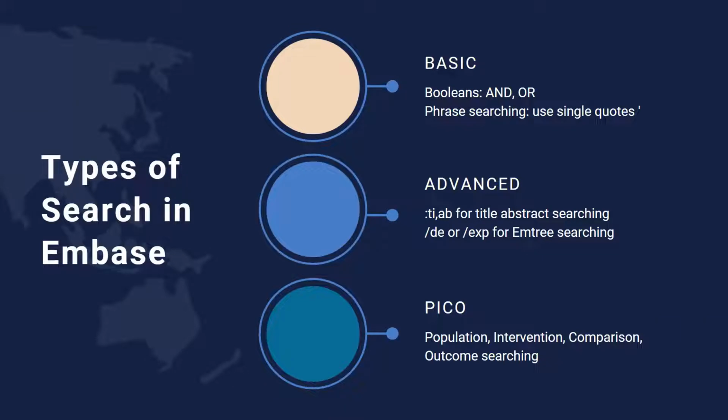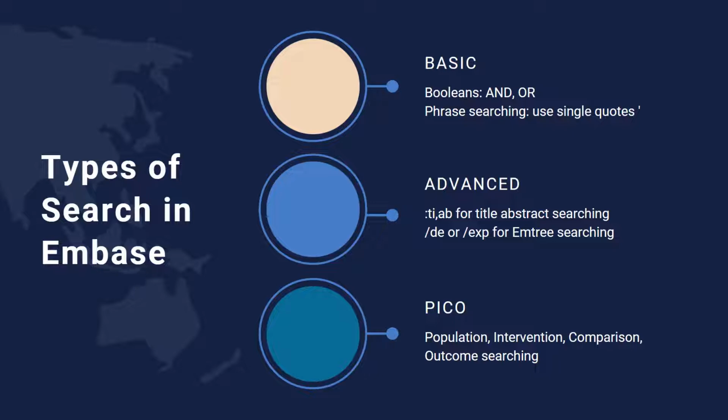And then there are a few types of search in Embase. So we have basic, advanced, and PICO searching. All of the searching skills will build off of each other with these different search strategies. Basic search, you can use Boolean operators, which are ANDs and ORs.